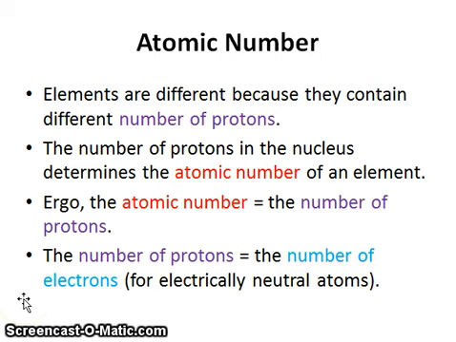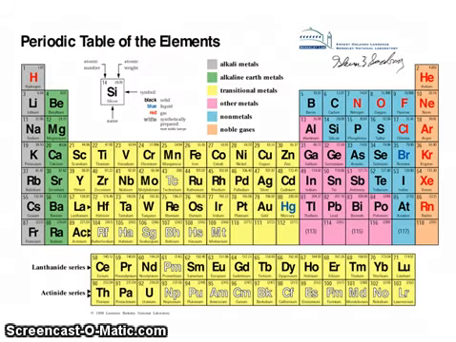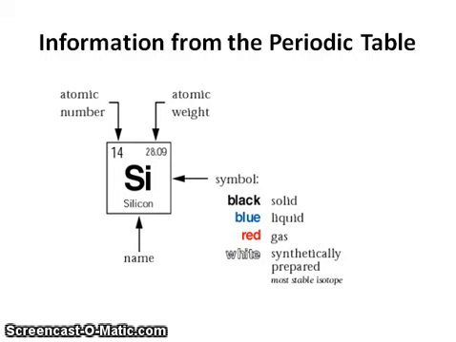Now that we have these definitions, let's go back to our periodic table so we can see where we get these numbers from. So here we have all the elements on the periodic table, and we're going to take a closer look right here because this information is very important. So we see that we have a box or a square. We have the element name, which is silicon, and we also have a symbol.